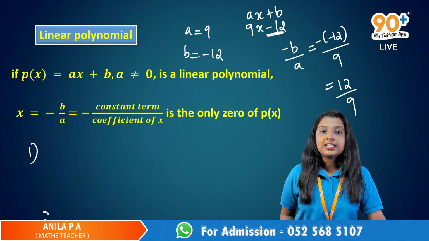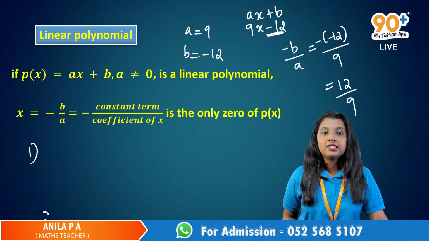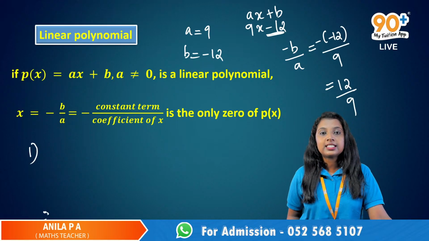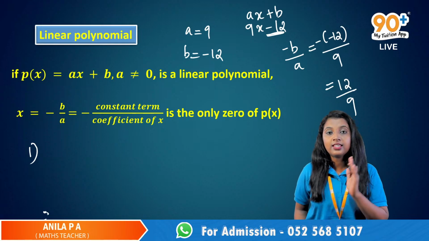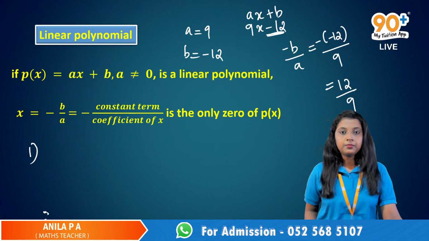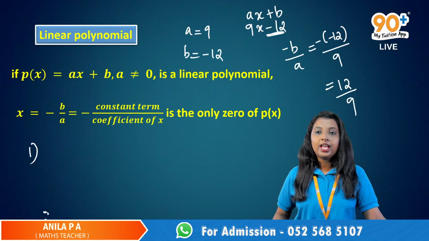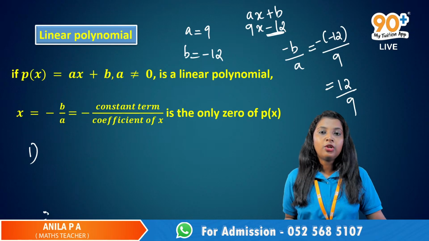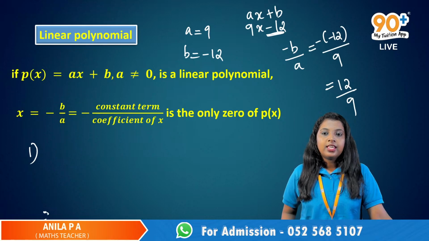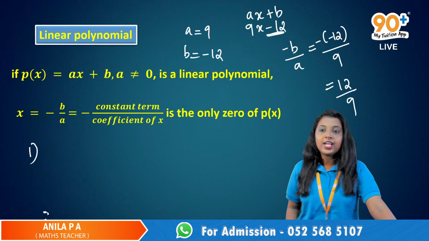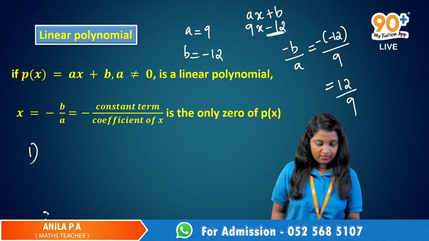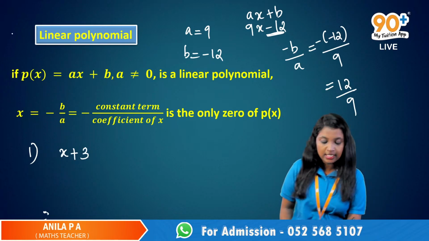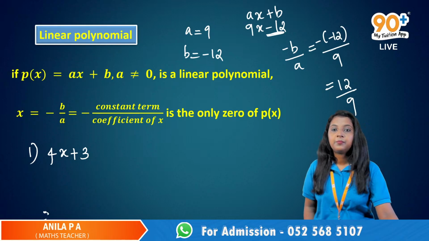Let me tell you the question. Question is 3x plus 4. You have to find the zero of 3x plus 4 and check whether it satisfies the condition that the zero is equal to negative b by a. So is it satisfying the condition? Let's unmute someone and ask them what is the zero of this polynomial.